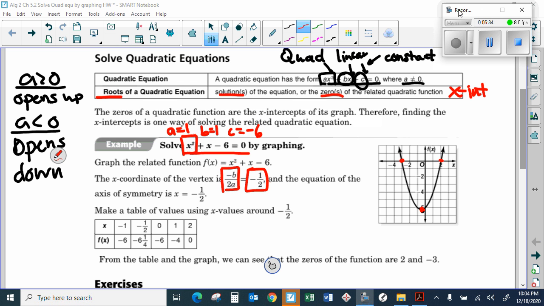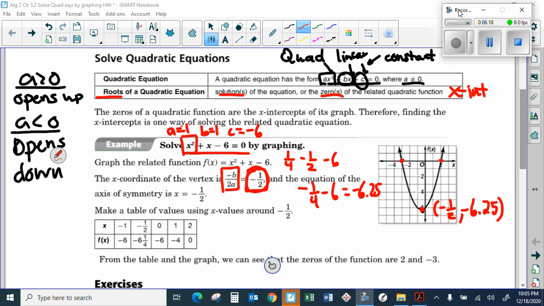That's the x coordinate. To find the y coordinate, I would plug that negative 1/2 into the x. If you're doing it by hand, you got to deal with some fractions. Negative 1/2 squared is 1/4. Plus x would be negative 1/2 and minus 6. 1/4 minus 1/2 is negative 1/4. Minus 6 is negative 6 and 1/4, or negative 6.25. Okay. So this point is negative 1/2, comma, negative 6.25, or 1/4.